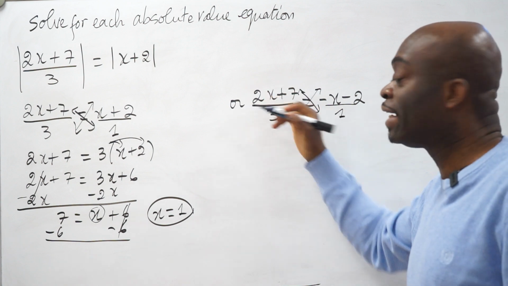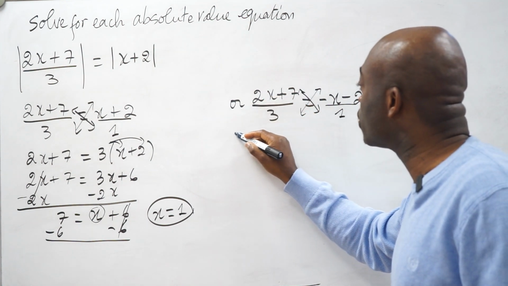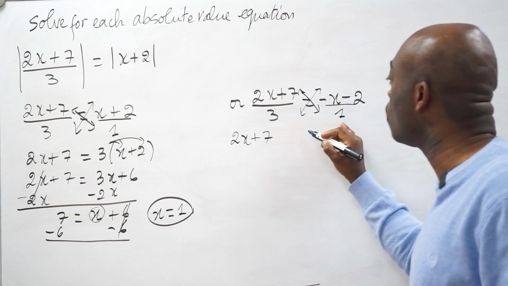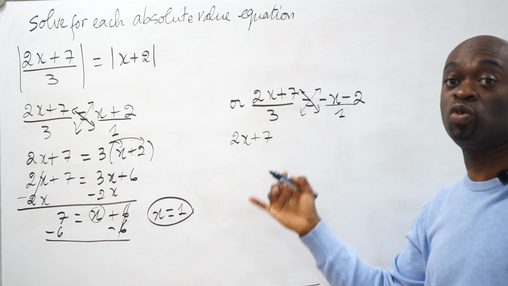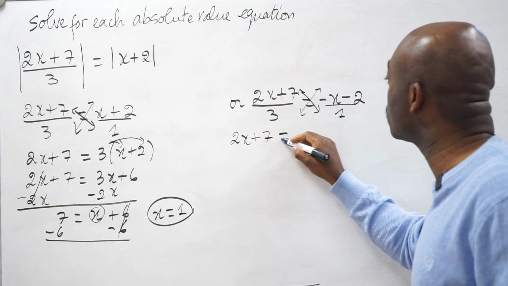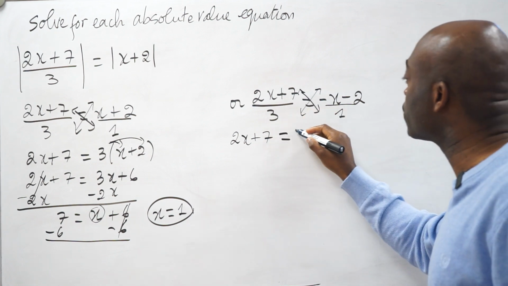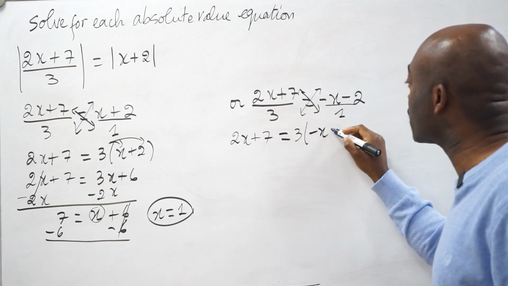So 1 times anything stays the same. The first one is going to give us 2x + 7, because 1 times 2x + 7 is going to give you 2x + 7. Then that is equal to 3 times negative x, negative 2. So it's 3 times (negative x, negative 2).